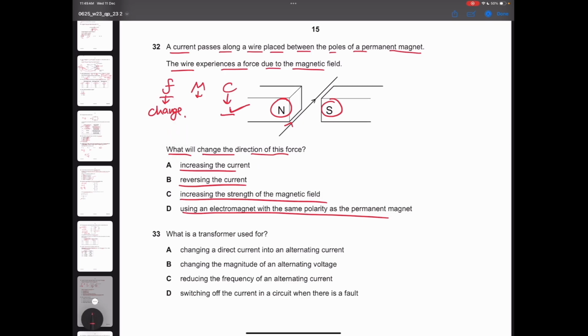Just give it a try using Fleming's law. I think you should be able to do it, but in case, just let me know and I will explain the concept in another video. So if you want to change the direction of force, just change the current. Because in the options they are asking that you can reverse the current, option B will be the correct one. Reversing the current.